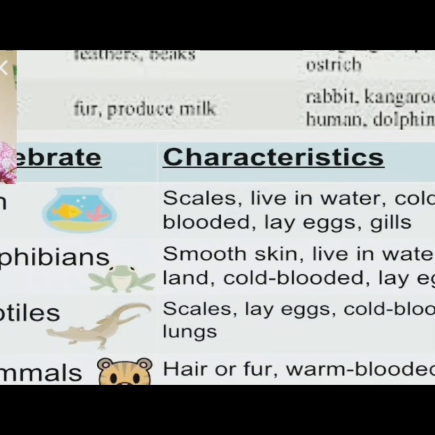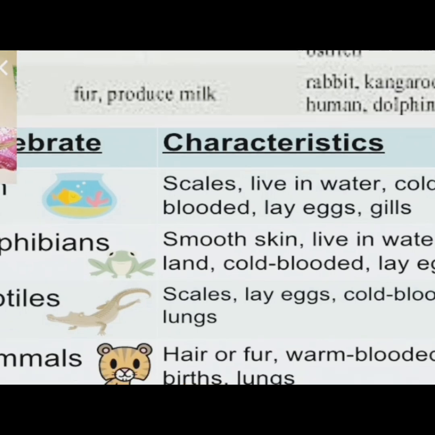Then amphibians are animals with smooth skin. They live in water and on land. They have a dual life. That's why they're called amphibians. Amphi means double life or double living. Then they are cold-blooded. They also require the temperature of water or the environment to regulate their body temperature. Then they lay eggs. Then we have the reptiles.